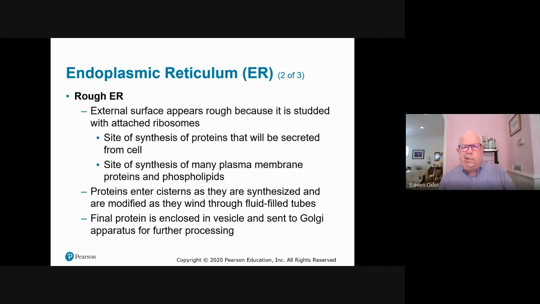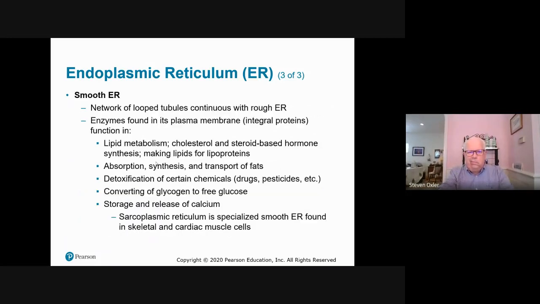When the endoplasmic reticulum makes a protein, it has to be transferred for processing. And when it is transferred for processing, it is sent to the Golgi apparatus. We'll talk about the Golgi apparatus, but the Golgi apparatus' entire function is to process the proteins that are made by the rough endoplasmic reticulum. The smooth endoplasmic reticulum is continuous with the rough, and inside of the smooth are enzymes.